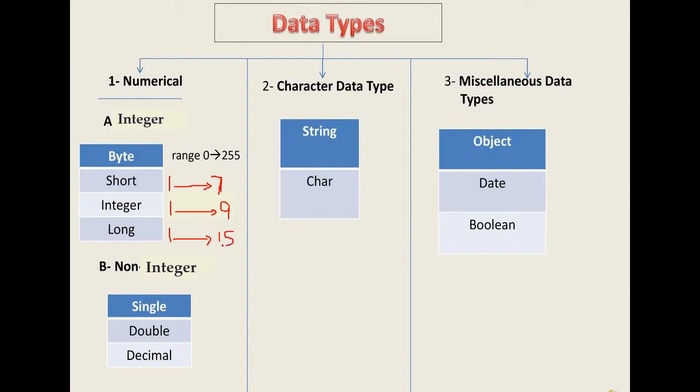So these are the digits the user can enter related to each data type. Like short, you have a maximum of 7 digits. Integer, you have a maximum of 9 digits. Long, you can enter a maximum of 15 digits. What about the non-integer? As we can see, these numbers are whole numbers, but the non-integer numbers are fractions or decimals.